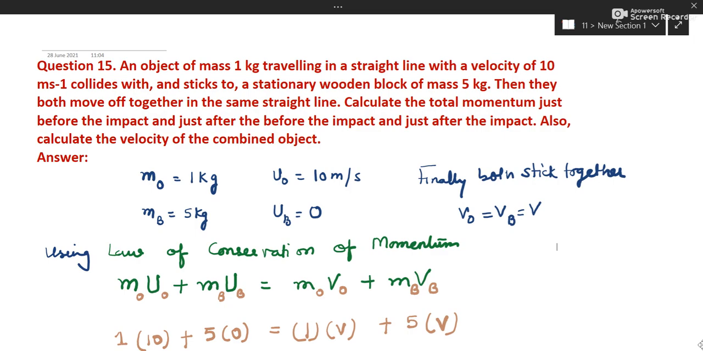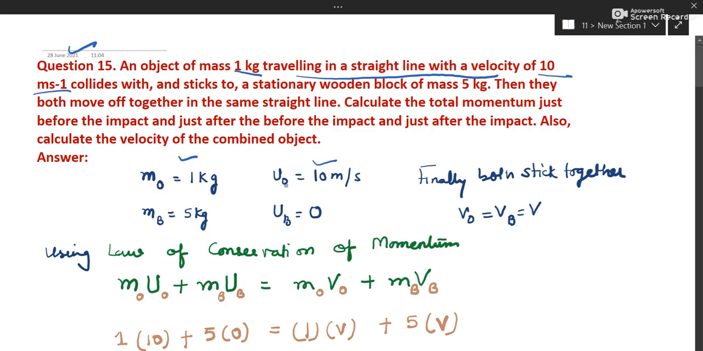Let us discuss. First question: an object of mass 1 kg is traveling in a straight line with a velocity of 10 meter per second. So this is the initial velocity of the object, u for initial velocity, and it is 10 meter per second. It collides with and sticks to a stationary wooden block of mass 5 kg. Because the block is stationary, its initial velocity is 0 meter per second.